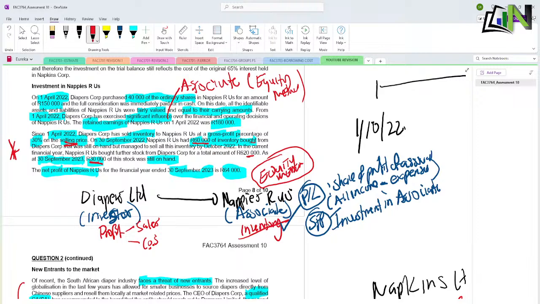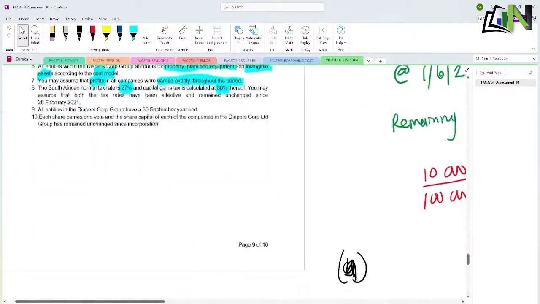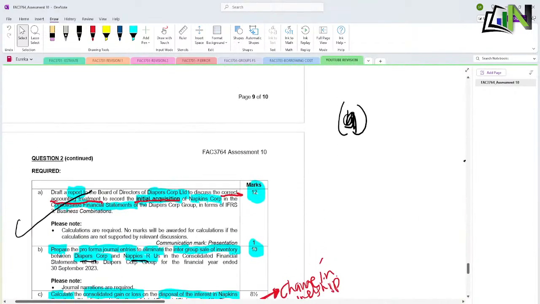Then we continue. The next thing is that we're going to do our calculation. We know that last year it was 60,000, and this year we had 30,000. Then it says the net profit is so much, and we're going to use that later. So I want to do my pro forma journal.